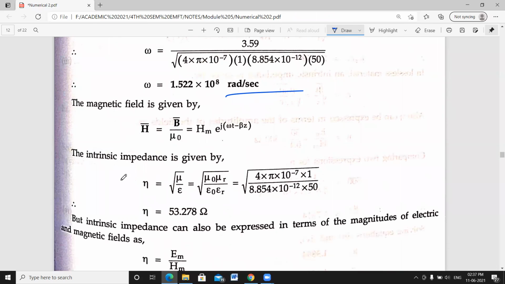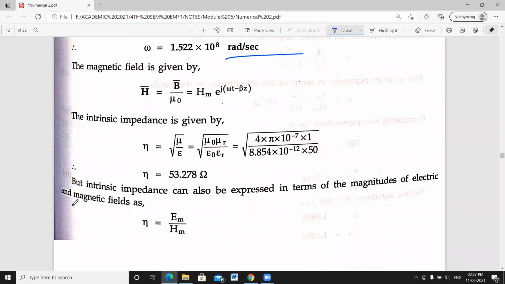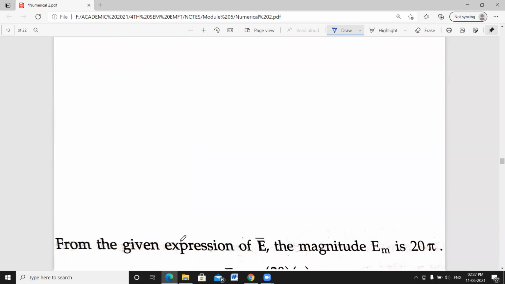Then what is our intrinsic impedance? Eta is going to be square root of mu divided by epsilon. Substituting the values here, I get eta as 53.278 ohms. The intrinsic impedance can also be expressed in terms of the magnitudes of the electric and magnetic fields. Therefore, eta is going to be Em by Hm.